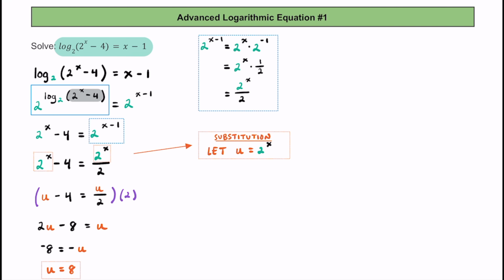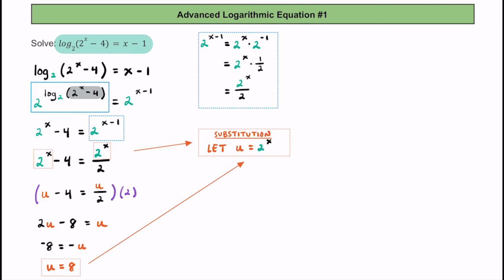Now, if u is equal to 8, and u is also equal to 2 to the x power, then we can write the equation here that 8 is going to be equal to this 2 to the x power. Notice how our base on the right side is 2, and our base on the left side is 8. Now we can rearrange this and write 8 as base 2 as well. So instead of writing 8, we can write 2 to the third power, since 2 cubed is equal to 8, and that's going to equal this 2 to the x power on the right side. In order for this statement to be true, x would have to equal 3.